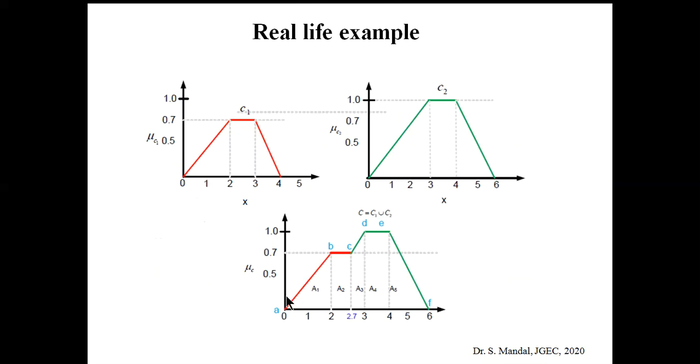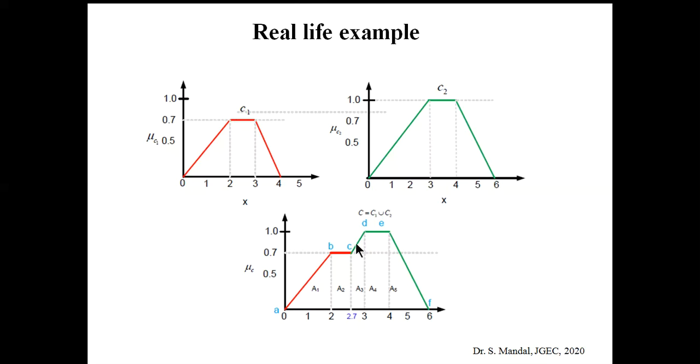Now coming to a real life example, consider two membership functions, mu c1 and mu c2, corresponding to the fuzzy sets c1 and c2 for the linguistic variable. Now define another fuzzy set C, that is the union of c1 and c2. If we take the union of c1 and c2, that will be nothing but the maximum value between c1 and c2 in this region of x.